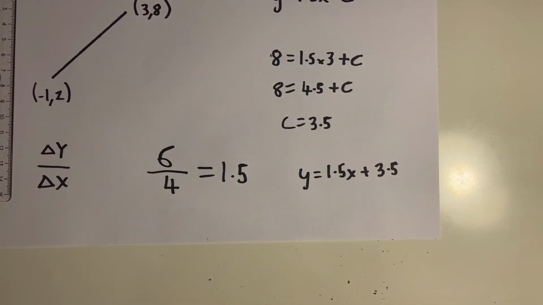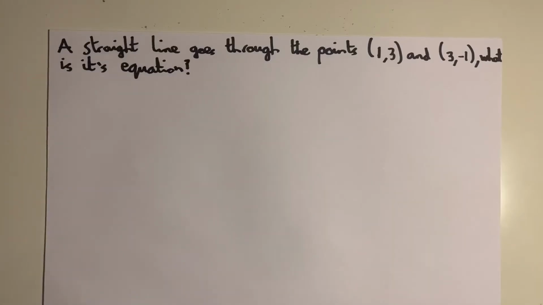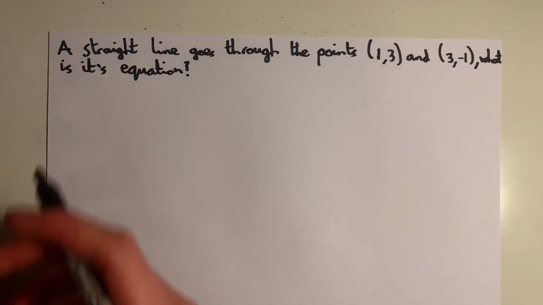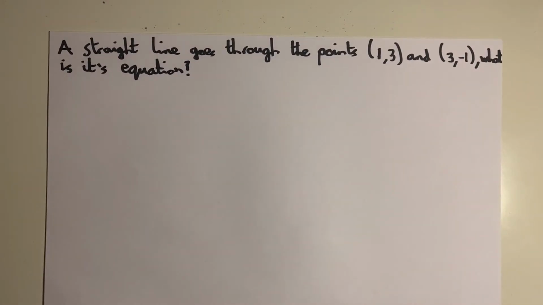I'll give you an example that you can do at home, and then I'll show you the solution. Okay, so we've got a final example here. If you can't read it, a straight line goes through the points (1, 3) and (3, -1). What is its equation? So pause the video now, try and do it yourself if you want to, and I'll show you the solution in a couple of seconds.